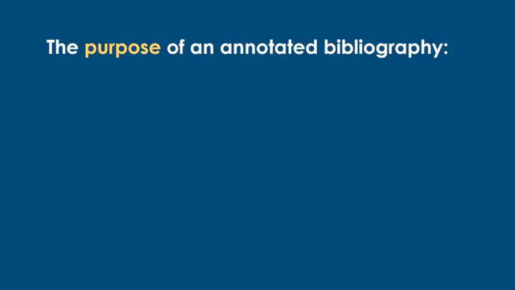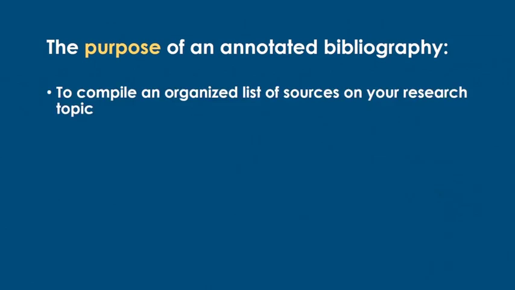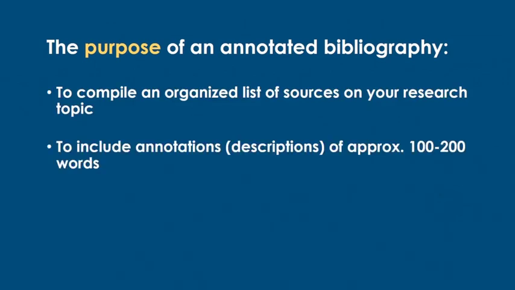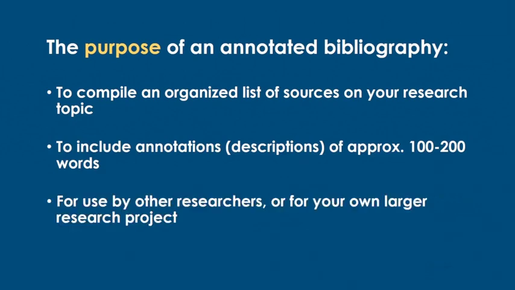The purpose of an annotated bibliography is to compile an organized list of sources on your research topic that includes annotations or descriptions of approximately 100 to 200 words each. This annotated bibliography should be available for use by other researchers or for your own use for your larger research project.